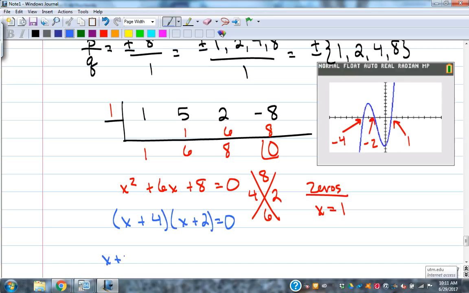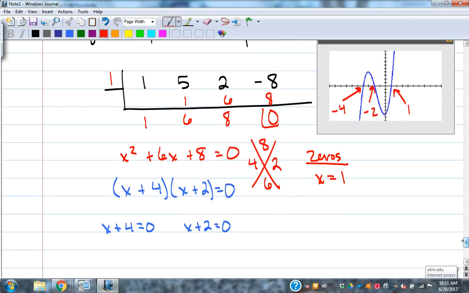Set those equal to 0 and solve them. Negative 4, negative 2. And there's all 3 of my zeros for that polynomial.